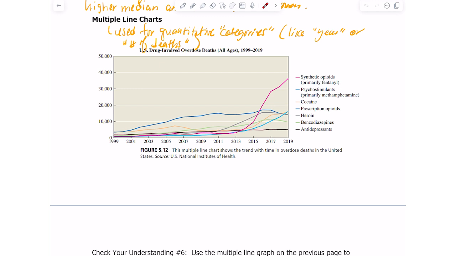But we can see that some of these other ones did start to decrease. So we can see prescription opioids started to decrease. We can even see that antidepressants kind of stayed flat, right? There was no change. We can see benzodiazepines started to decrease, but other ones started to increase, like psychostimulants, so methamphetamines increased slightly. But here there was a sharp increase in synthetic opioids like fentanyl.